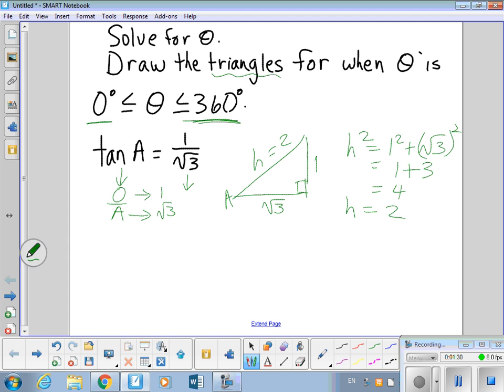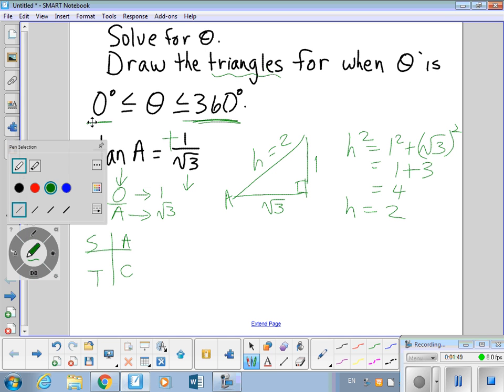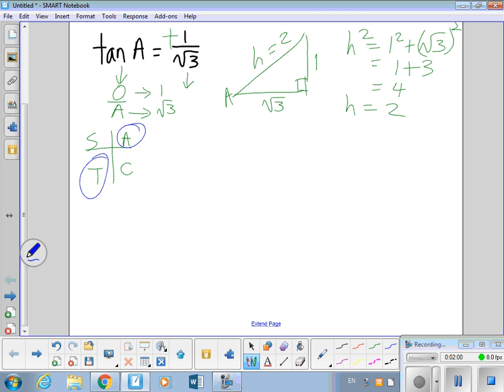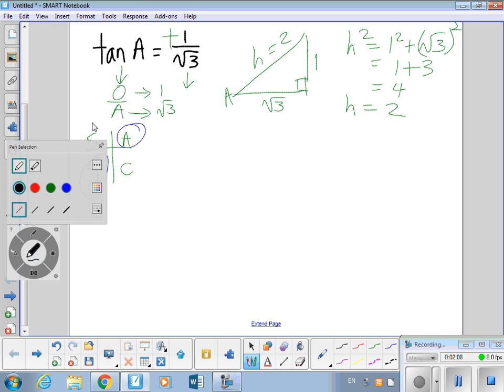The next thing I'm going to do, okay, is I know, at least later on about CAST as well, that the two locations where this positive ratio is, where tan is positive, is going to be in the first quadrant and in the third quadrant. So what I'm going to do is I'm going to draw my Cartesian plane. I'm just going to switch to black.